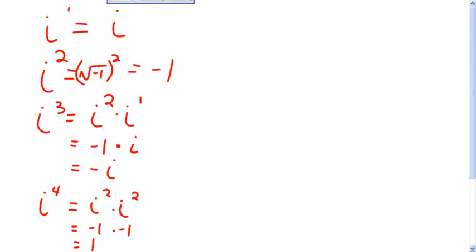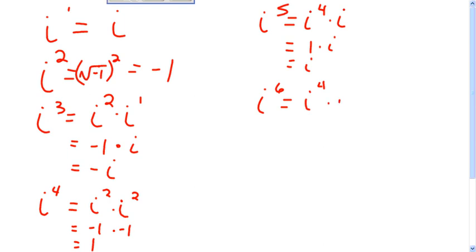i to the fifth is just i to the fourth times i. I'm pulling out i to the fourth because I know i to the fourth is 1. So that's 1 times i, so that's just i. i to the sixth: i to the fourth times i squared. i to the fourth is 1. i squared is negative 1, so it's negative 1. i to the seventh, breaking that down, is i to the fourth times i cubed. Therefore, i to the seventh is negative i. i to the eighth is i to the fourth times i to the fourth, which is 1 times 1, so it's 1. Are you seeing a pattern?